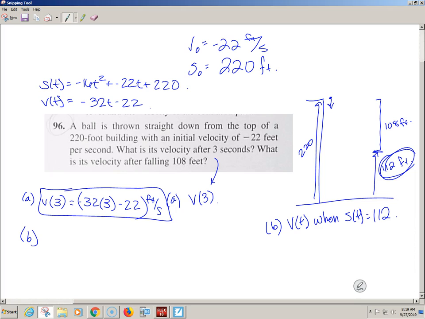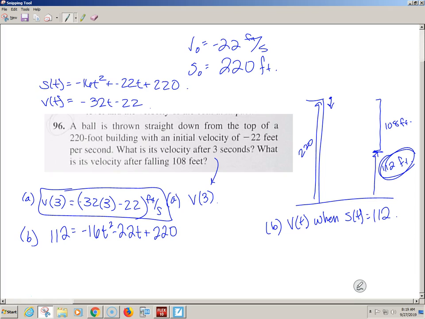I'm going to have to go ahead and take my position function and set it equal to 112. And guys, this is something the AP loves to do. It loves to tell you something about, hey, figure out when something equals something else.